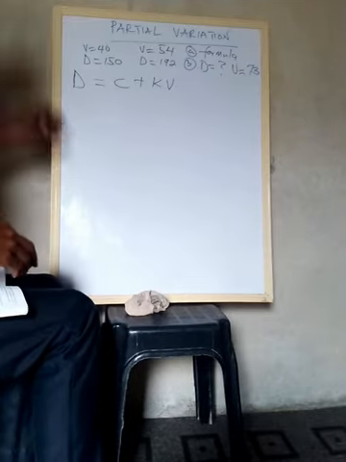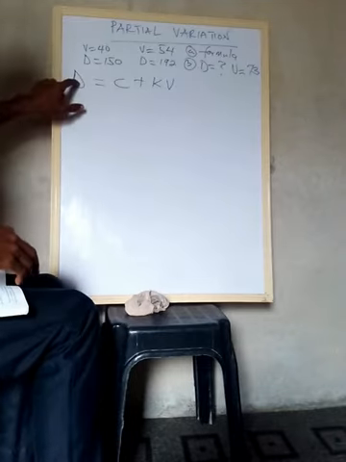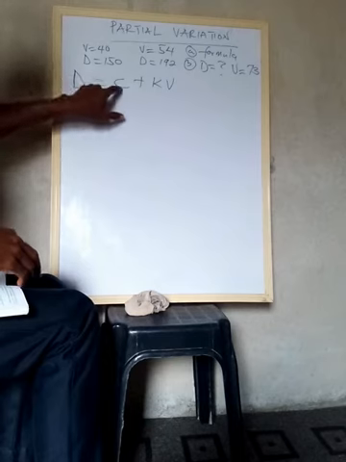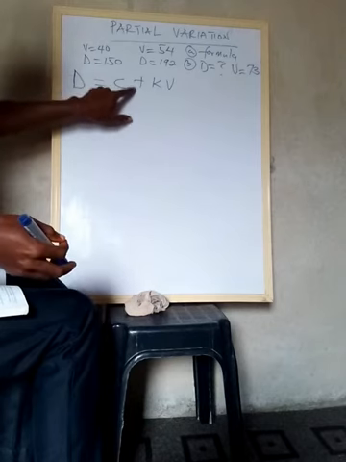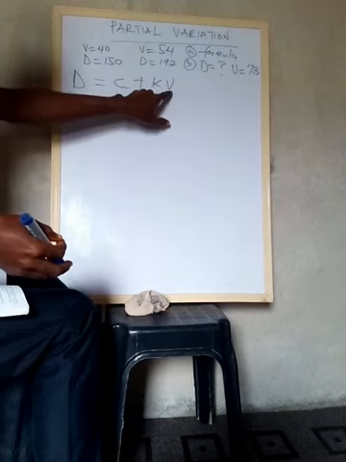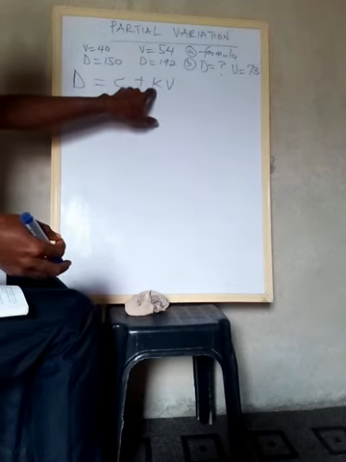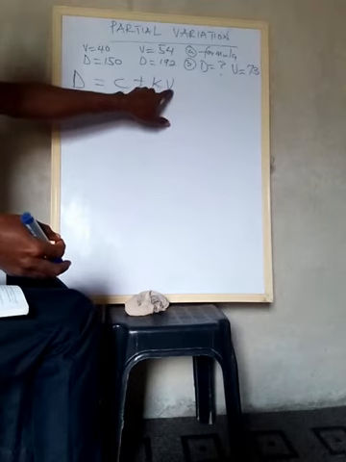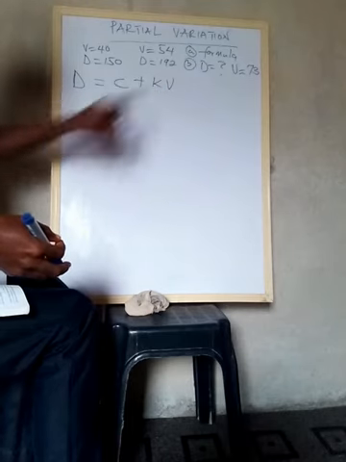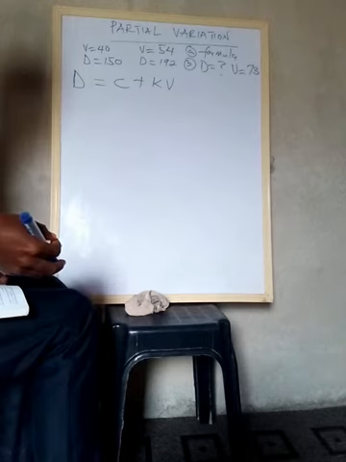So I come again, I will recap. D is partly constant and partly varies with V. So this is going to be a constant amount, and then D varies with V because of the other constant K.